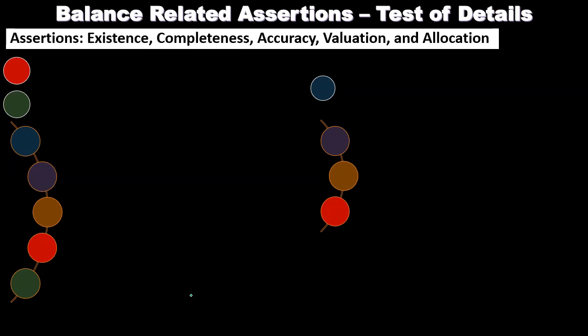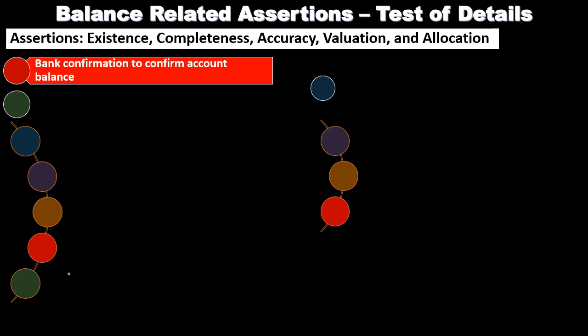Balance-related assertions. Now we're looking at the tests of details. Assertions are existence, completeness, accuracy, valuation, and allocation. So once again, these are the balance-related assertions, tests of details. First thing we're going to want is a bank confirmation to confirm the account balance. This is going to be something that will be standard.